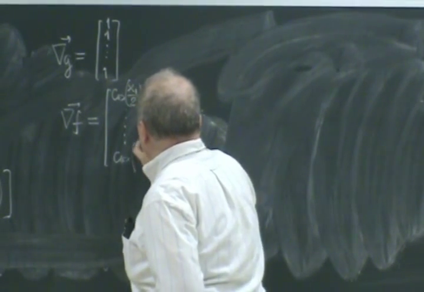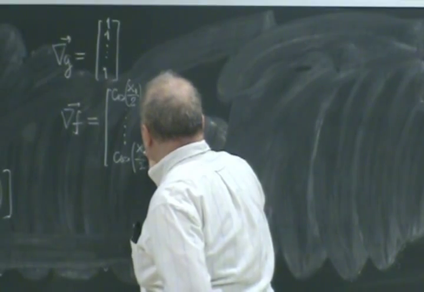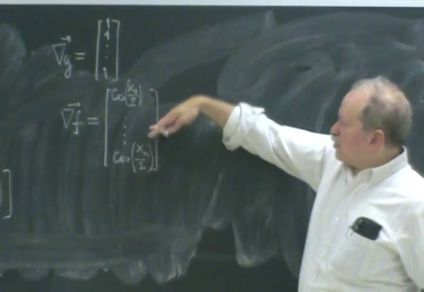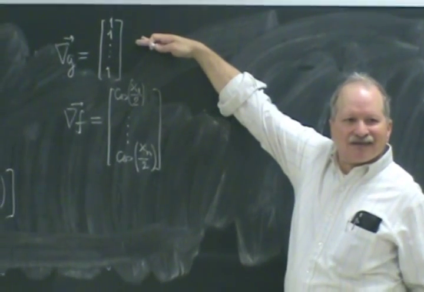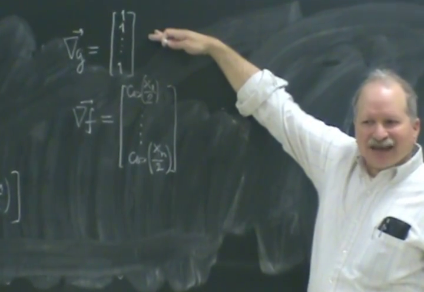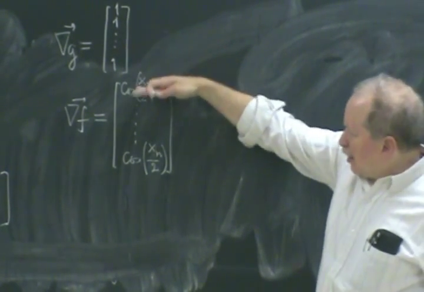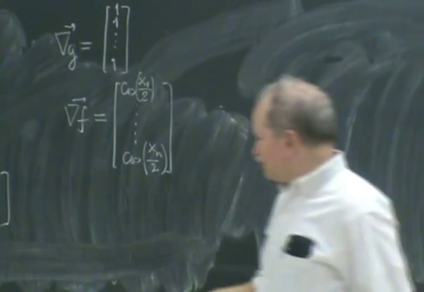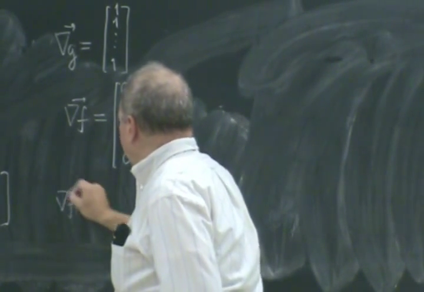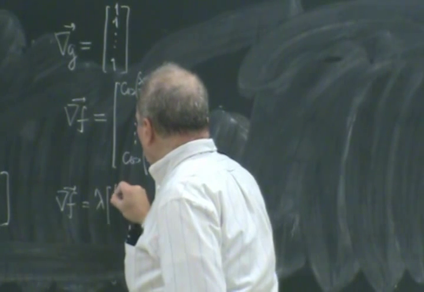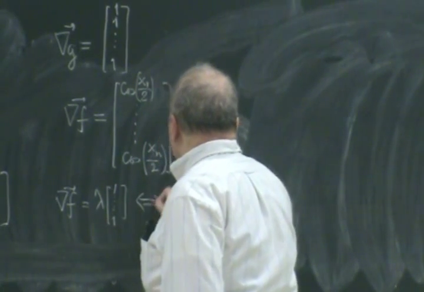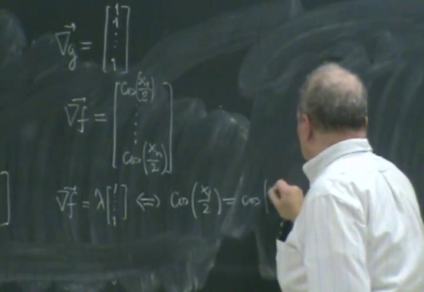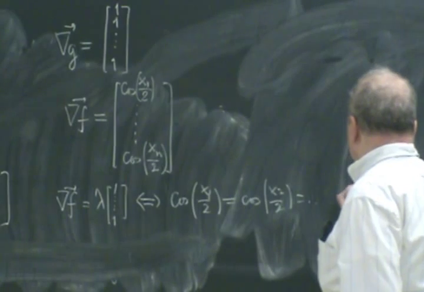Conveniently, the chain rule cancels out the 2 and the 1/2 for us. Okay, so now you ask yourself, how can this vector be a scalar multiple of that vector? If and only if... cosine. These all have to be the same. So the gradient of f is a scalar multiple of 1, 1, 1, 1, 1, 1, 1 if and only if all the cosines are equal.